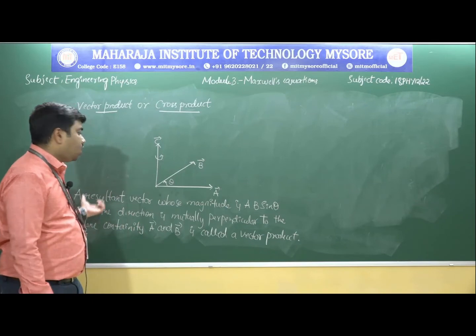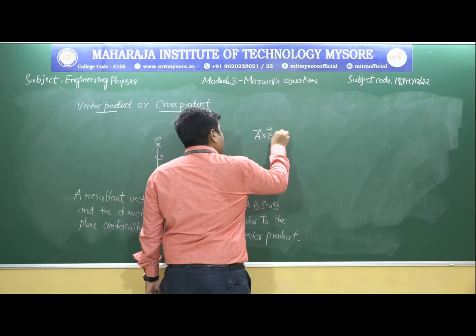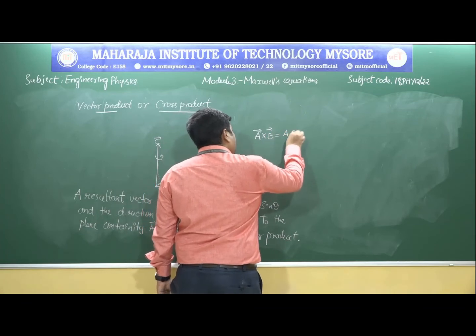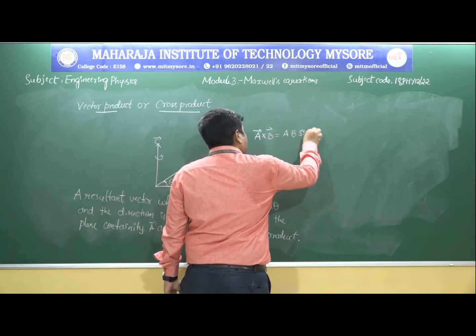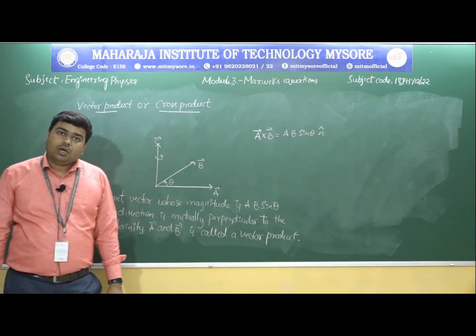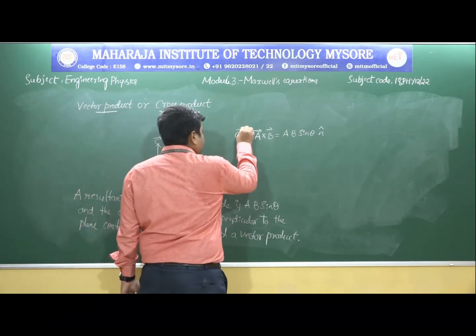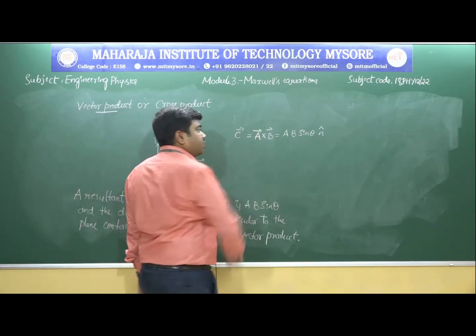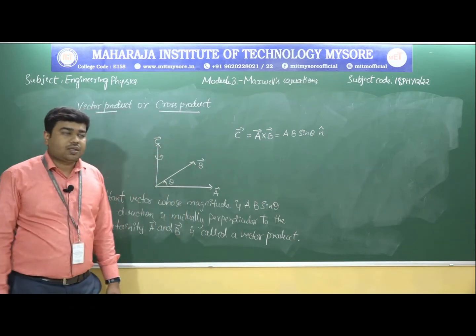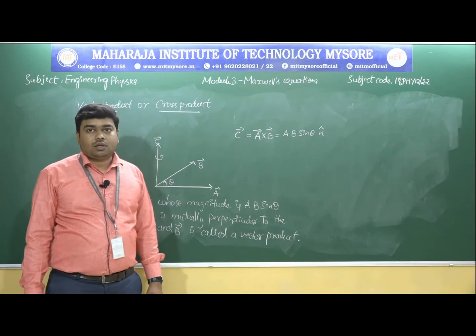So, I repeat, vector A cross vector B is equal to AB sin theta into n cap, where n cap represents the unit vector along the resultant vector C. So, it can be written as vector C is equal to vector A cross vector B is equal to AB sin theta into n cap, where n cap is the unit vector along the resultant vector.